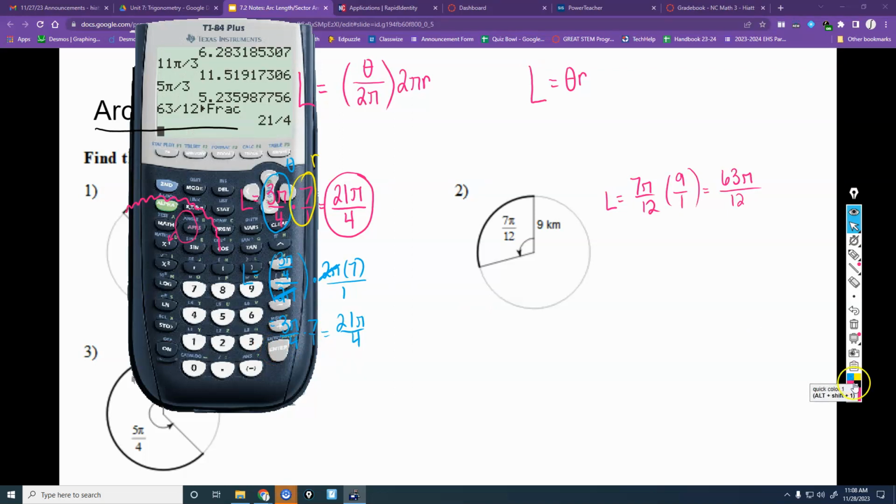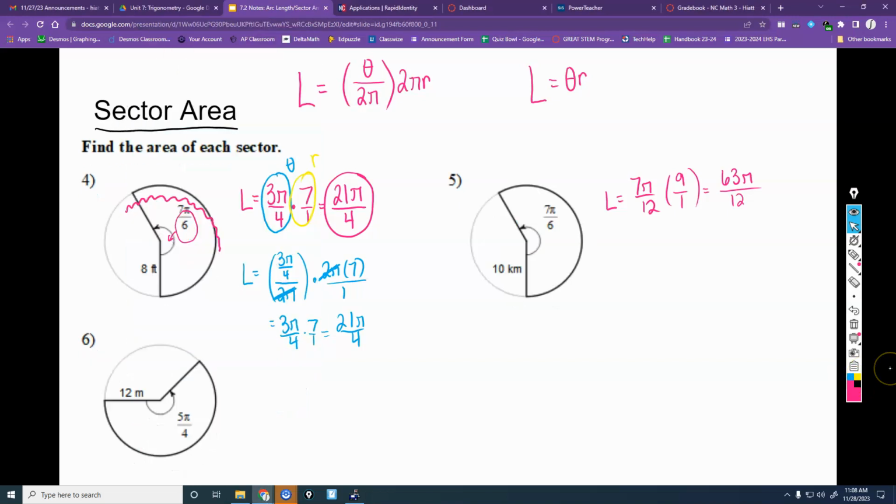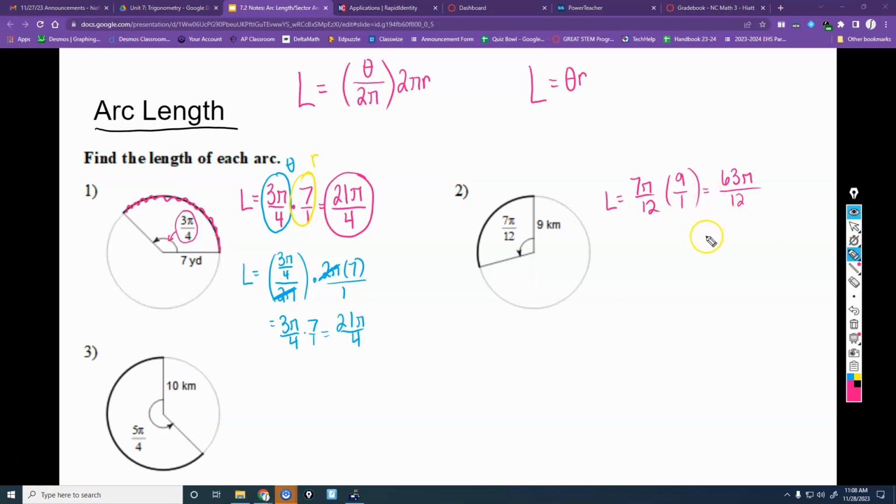Oh, gosh, the same answer. Huh, I did not make these notes. These are Miss Martin's notes. That's a coincidence that those are the same answers. So that is 21 pi over 4.